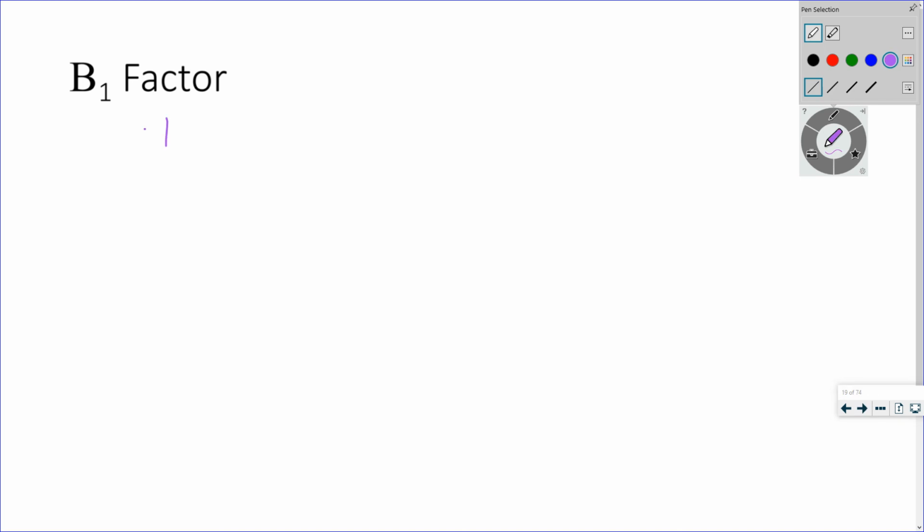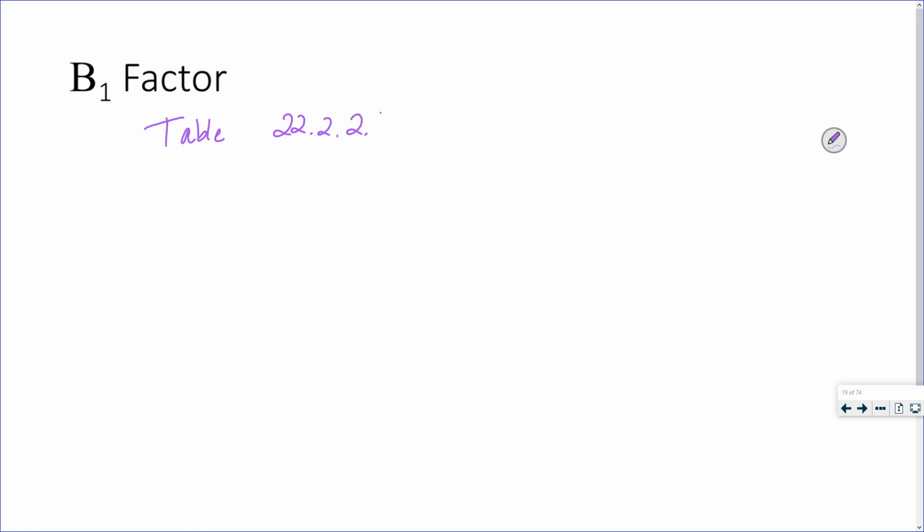So this beta 1 factor, we can look at ACI table 22.2.4. I'll just write it down. Table 22.2.4.3, which is on page 399. This is a good place for a tab. Absolutely.